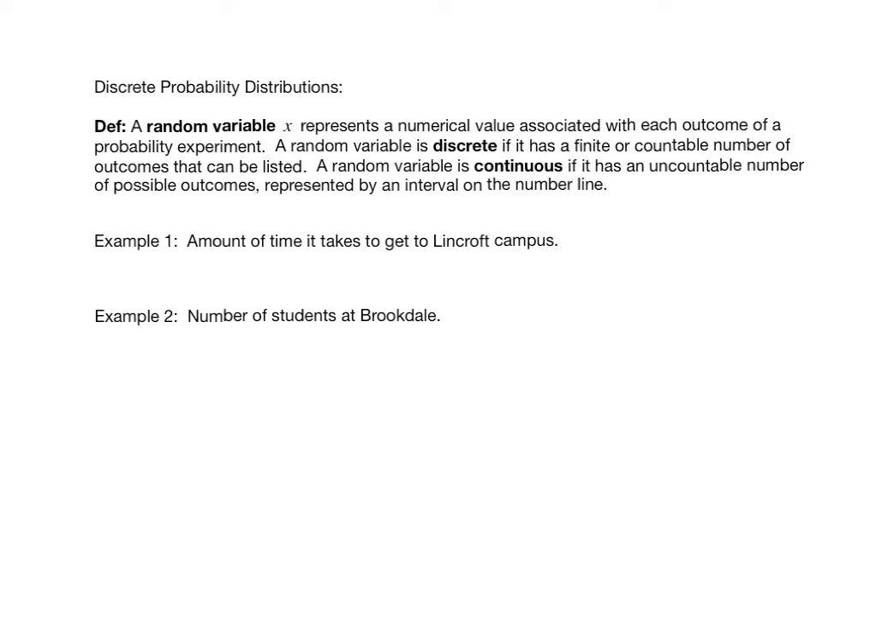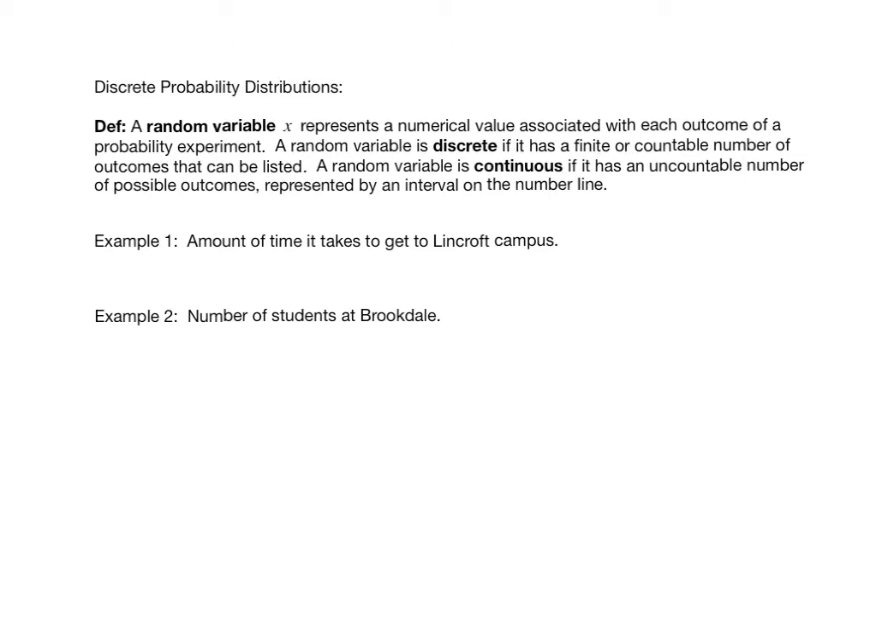We are now going to start our study of probability distribution functions, and we'll end up starting with discrete probability distribution functions. But before we define a probability distribution function, we need to define a couple of other things. Our input variable in our probability distribution functions is known as a random variable. Random variable x represents a numerical value associated with each outcome of a probability experiment. So it's our input variable. That's essentially all you need to be concerned with.